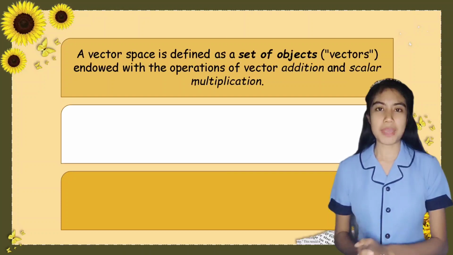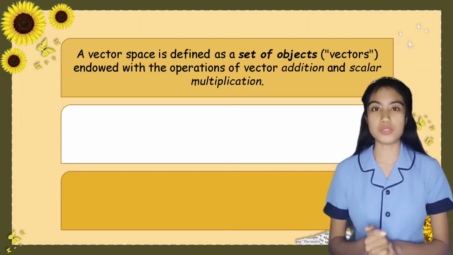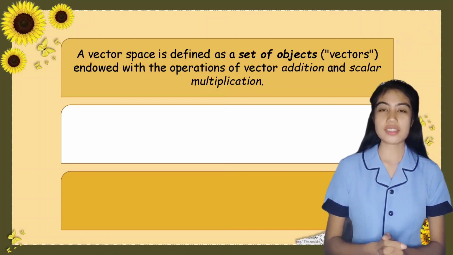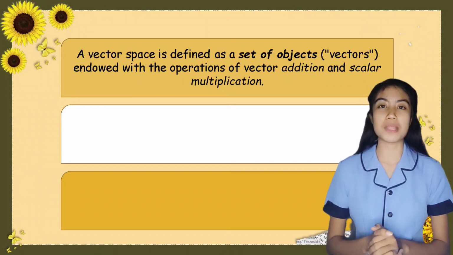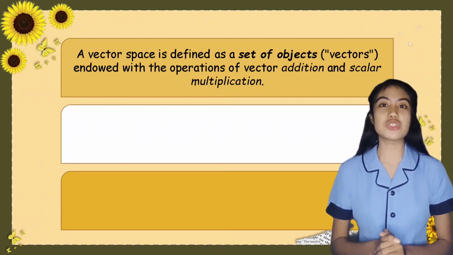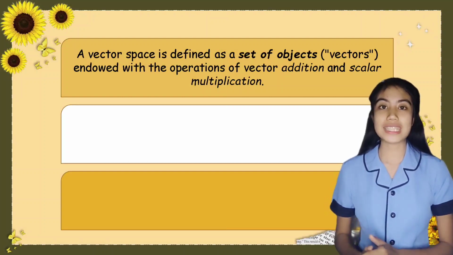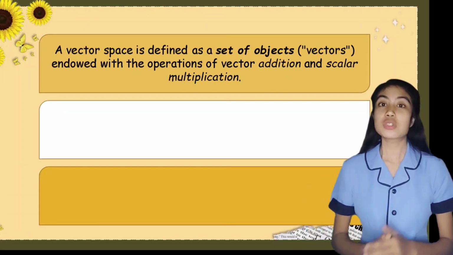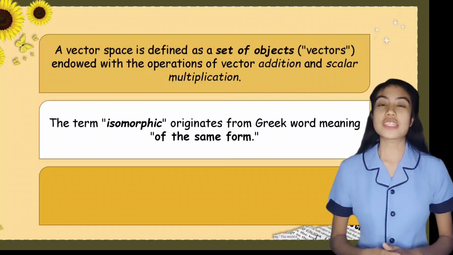A vector space is a mathematical structure that consists of a set of objects known as vectors, along with two operations, vector addition and scalar multiplication. Vector addition combines two vectors to produce a new vector, while scalar multiplication scales a vector by a scalar, a real number. So the term isomorphic comes from the Greek word meaning of the same form.